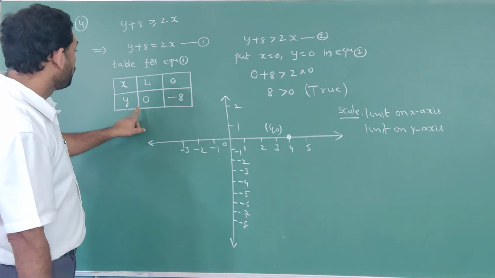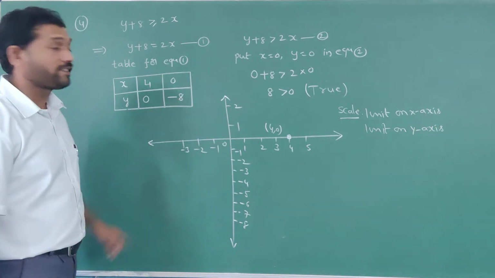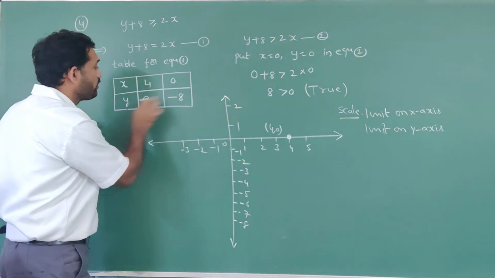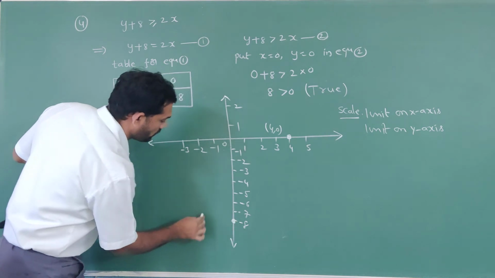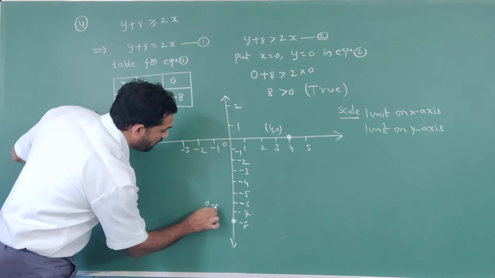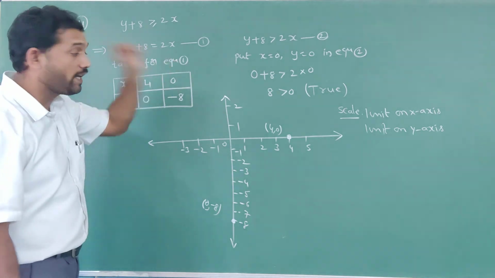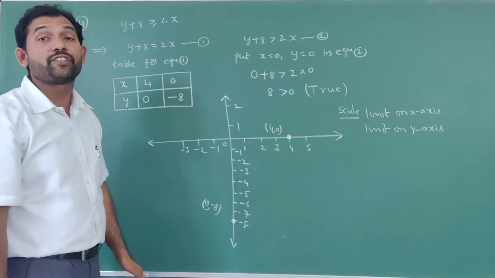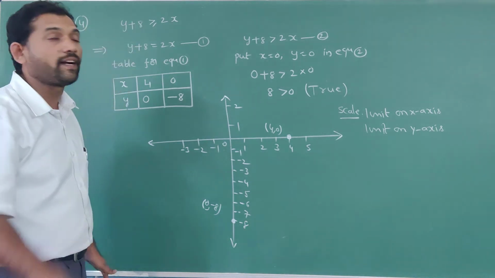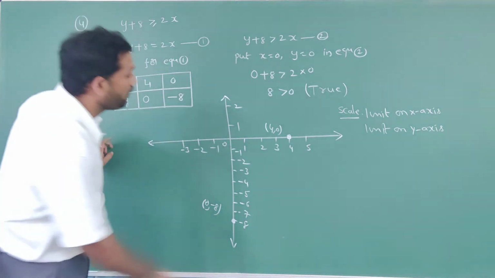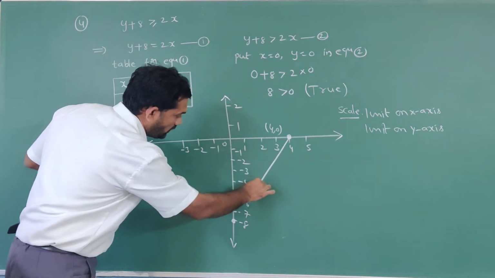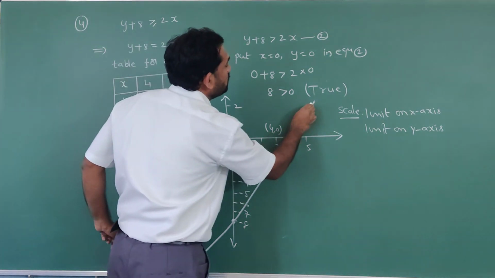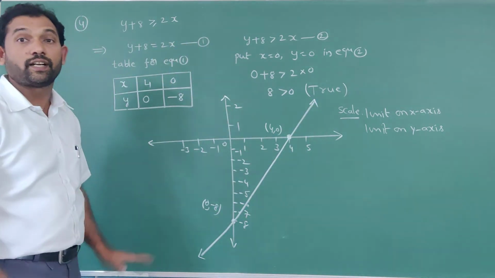Next one is y equal to minus 8, x equal to 0, so the point is 0, minus 8. Now join these 2 points. How are you going to join? Dark line or a dotted line? Equal is there, so a dark line. Draw a dark line.